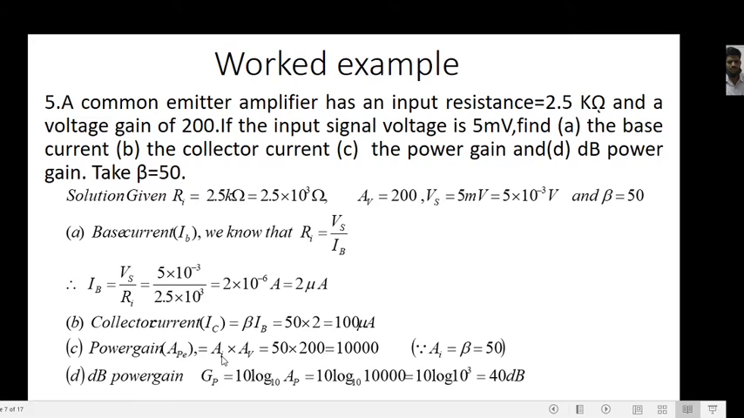Power gain AP is equal to AI into AV. AI is equal to 50, because current gain is equal to 50, and AV is equal to 200. Current gain is given in the equation.